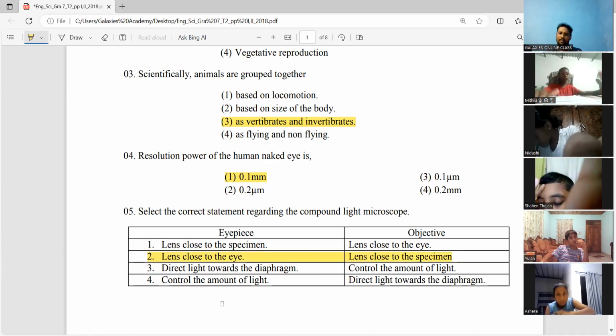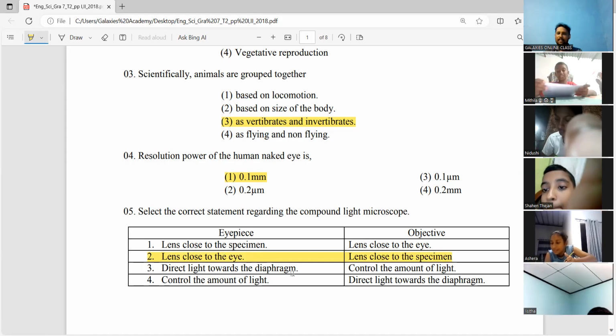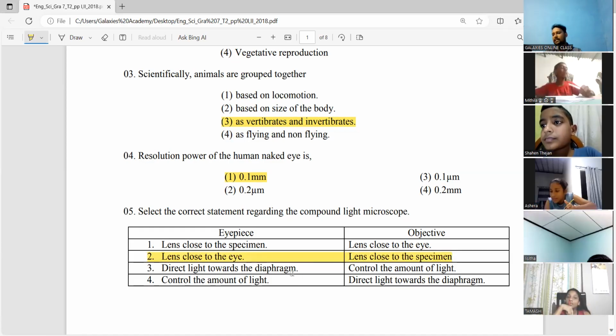Also check the other answers. Third one: eyepiece direct light towards the diaphragm. It is incorrect. It is the mirror that does that job. So it is incorrect. The last one given: eyepiece control the amount of light. Also incorrect, no? Using the objective lens, the diaphragm controls the amount of light entering the microscope.